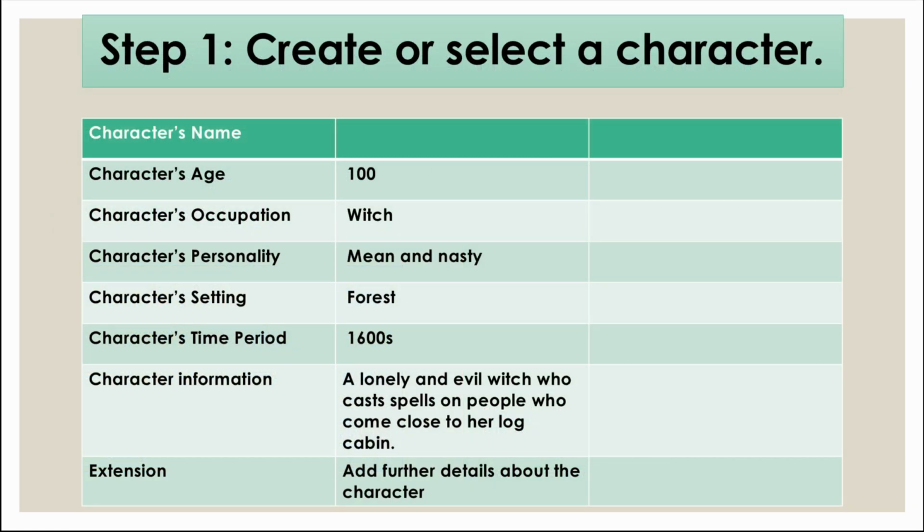Step 1. Create or select a character. You may want to use an existing character you already know, or you can create your own character. Use the grid below to start building a character. Use the questions to help guide the decisions you make about your character. To extend your learning further, add different questions to the table and create a detailed backstory to your character. This will help inform the decisions you make about your character's costume. Use the example to help you.